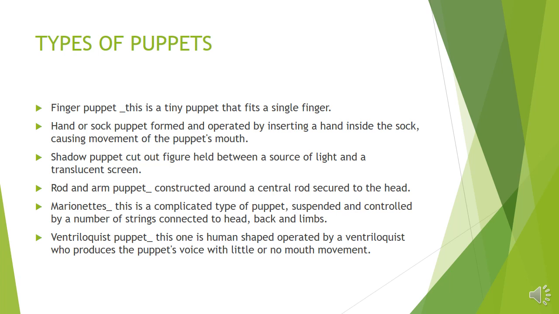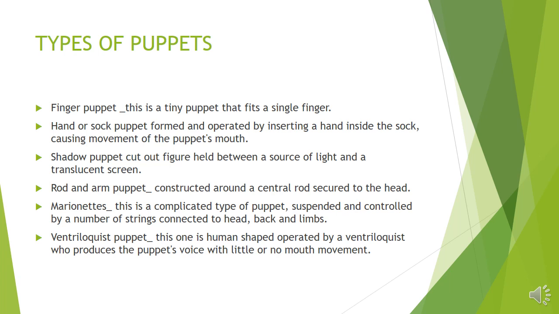And then we have the rod and arm puppet. This one is constructed around a central rod secured to the head. This one you just use a rod and your own arm. And then we have the marionettes. This one is a type of complicated puppet because it is suspended and controlled by a number of strings connected to the head, back, and the limbs. This one is a bit complicated.